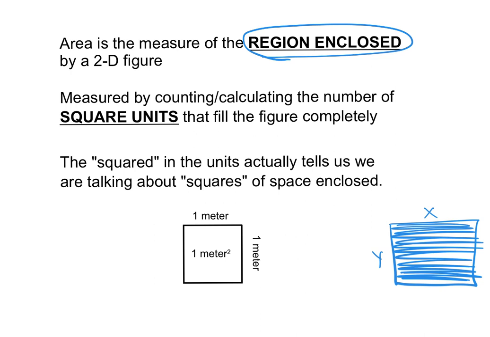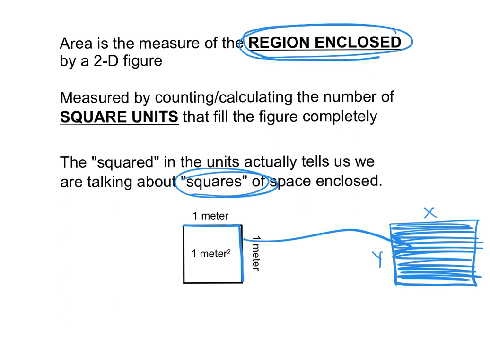Now, it's measured by counting or calculating the number of square units that completely fill it. So this means we have 1 by 1 squares, and we're basically trying to figure out how many of those 1 by 1 squares fit inside of this shape here. The squared that is on there, because we know that area has units squared, is actually telling us about the 1 by 1 squares of space that we have enclosed in that shape. If this doesn't make sense to you, hopefully the next slide will break that down a little further.